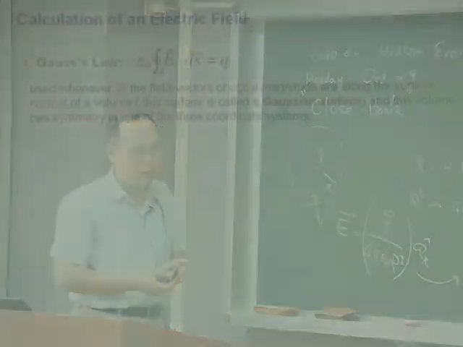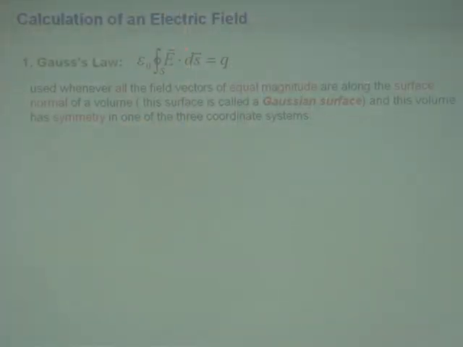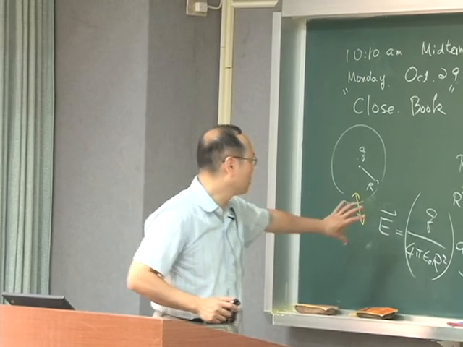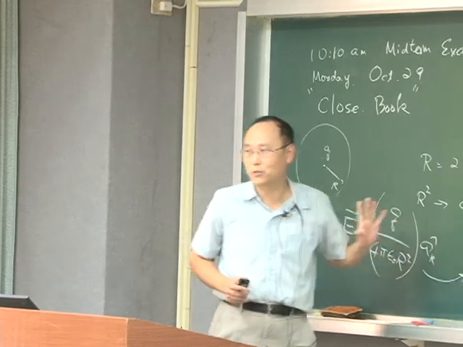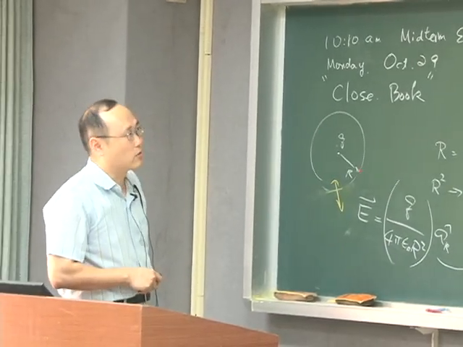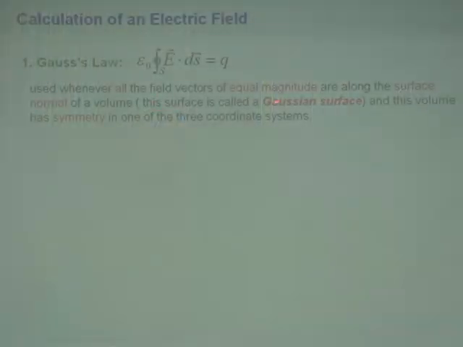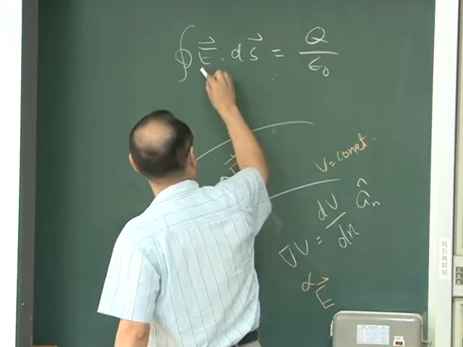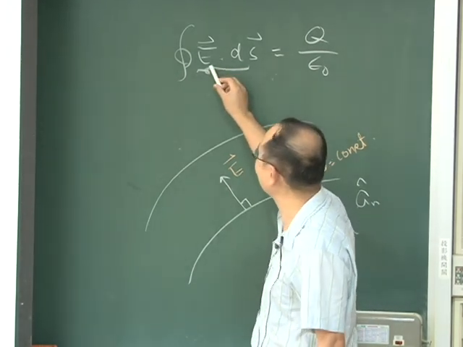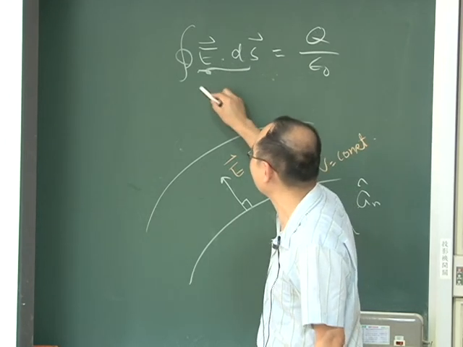So there's a rule for using Gauss' law to calculate the electric field. The rule is that all the field vectors of equal magnitude are along the surface normal of a volume. We know the electric field on this surface is equal at constant r because of symmetry. In some problems you can find such a surface, called a Gaussian surface, and you need to have a symmetry in one of the three coordinate systems. Then, when calculating the electric field, because this turns out to be a constant, if you know the electric field is along the surface normal direction, this dot product can be removed.